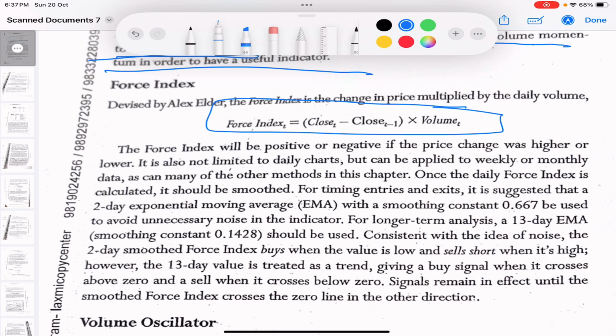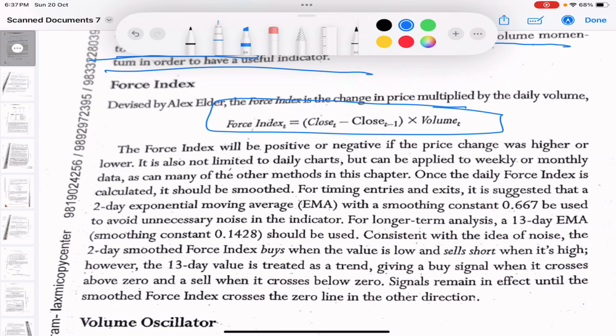So again, think about it. Force index is the change in the price. When I say change in the price, I'm obviously talking about today. So that's going to be today's price minus yesterday's price multiplied by volume, and that is going to give me my force index. The force index will be positive or negative if the price change was higher or lower. It is also not limited to daily charts, but it can be applied to weekly or monthly data, as can many of the methods in this chapter.